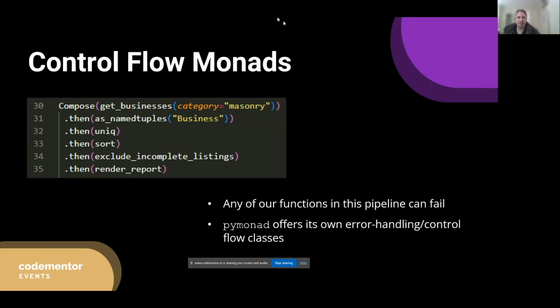Okay, so if you look at this pipeline right here, it is entirely possible that any one of these functions can fail. For instance, the get businesses function could fail. The sort function could fail. So what the monad pattern does is it implements its own kind of monad exception handling or control flow.